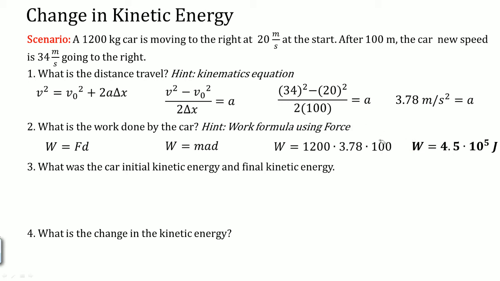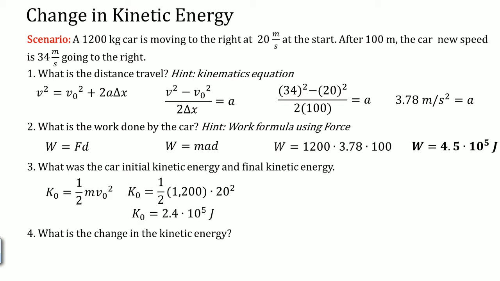So what is the car's initial kinetic energy and the car's final kinetic energy? Well, we know the equation is 1/2 mv squared. We plug in the values. The mass is 1,200. The initial velocity is 20. You get 2.4 times 10 to the 5th joules.